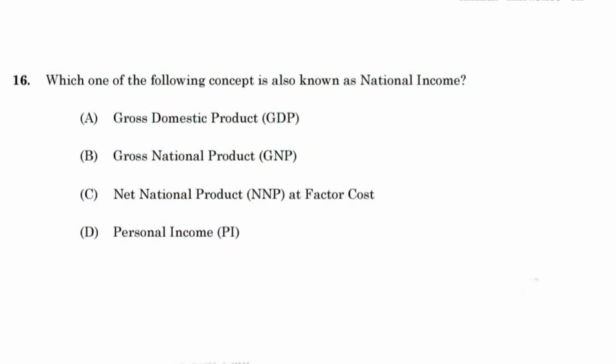Which one of the following concept is also known as national income? A. Gross domestic product GDP. B. Gross national product GNP. C. Net national product NNP at factor cost. D. Personal income PI.